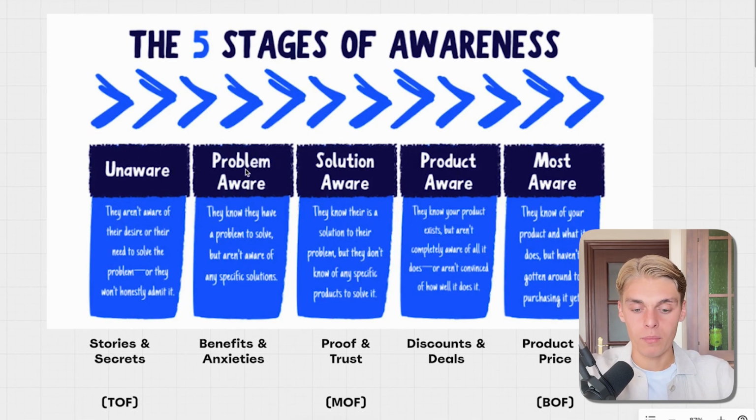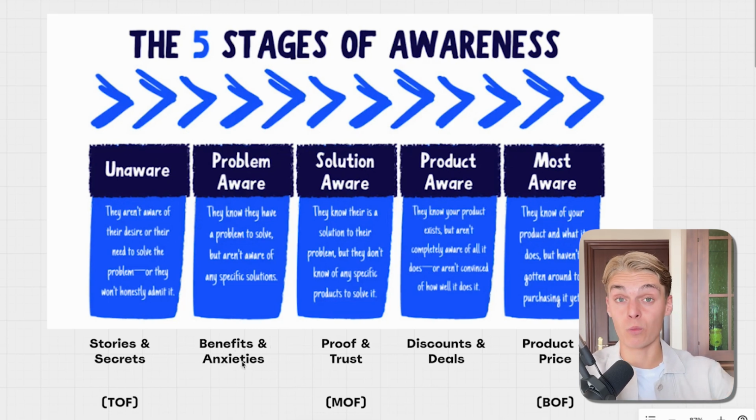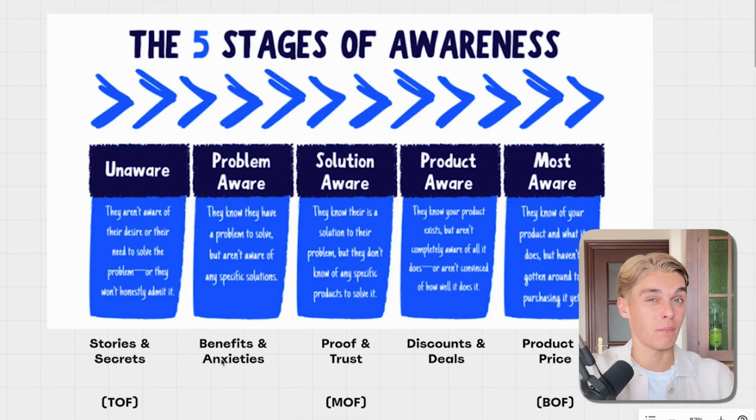So when they're problem aware, then you can call out the benefit and them being anxious about proceeding with what they have right now. For example, when they're anxious, what will happen for them next? Or the benefits that they will get when they solve that problem that they are aware of, right? So when they're solution aware, then you can trigger them with proof and trust in order to get them to be your buying customer.